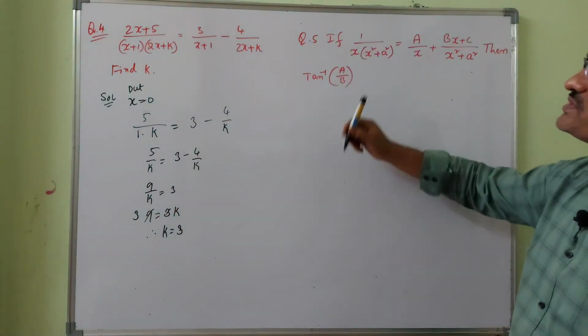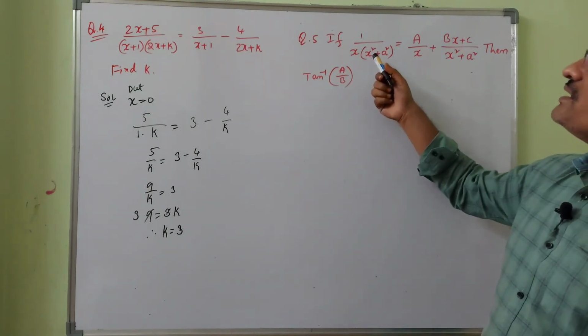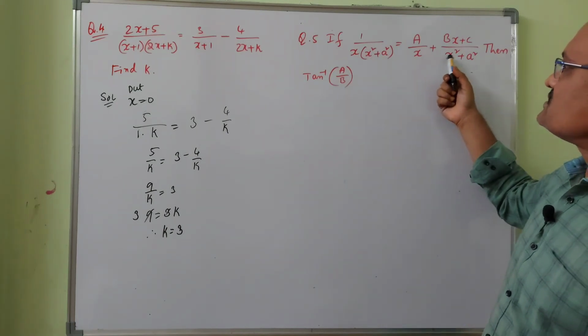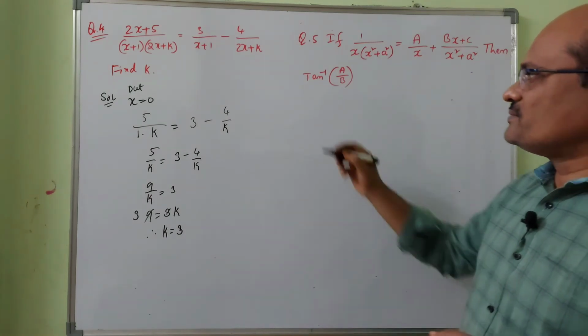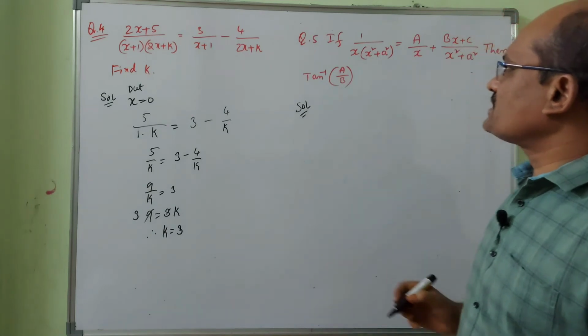Now I am going to discuss question number 5. Here LHS is the proper fraction. These are the partial fractions. We have to find tan inverse a by b. The solution is like this.